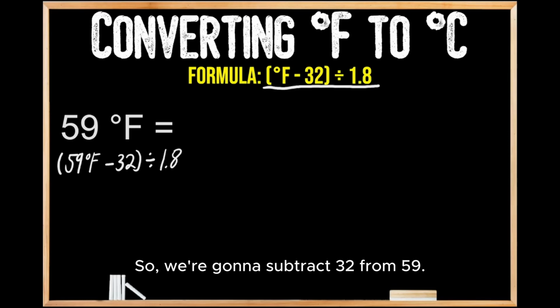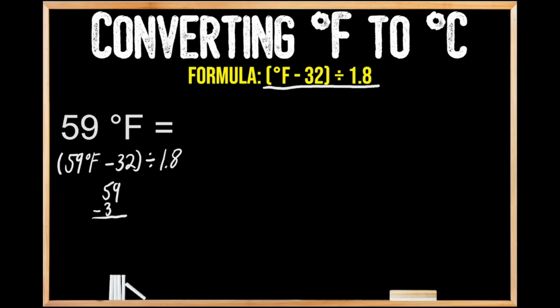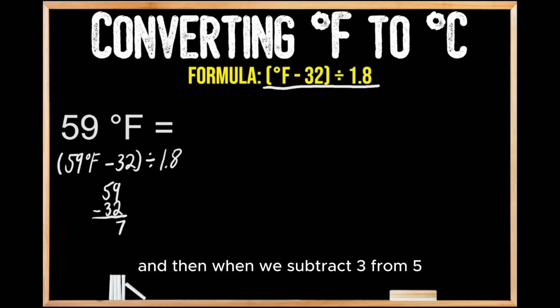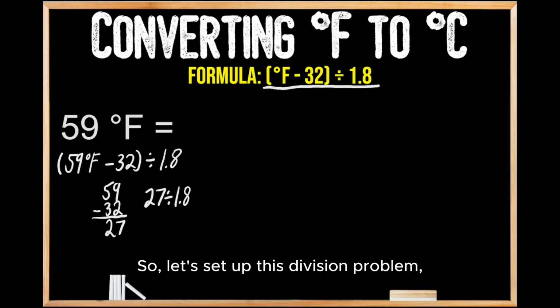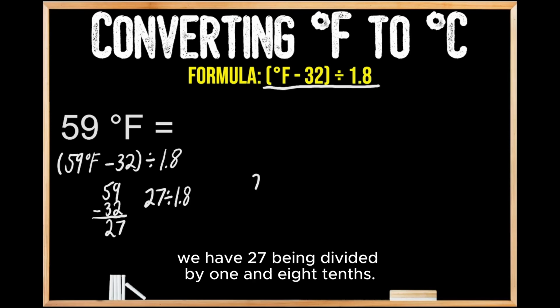So we're going to subtract 32 from 59. So when we subtract 2 from 9, we're left with 7. And then when we subtract 3 from 5, we're left with 2 for 27. So now let's rewrite out this formula. We have 27 being divided by 1 and 8/10. So let's set up this division problem. We have 27 being divided by 1 and 8/10.